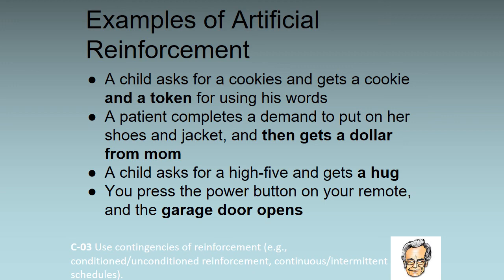Okay? A child asks for a high five and they get a hug. Okay, that's artificial reinforcement. That's not what they were asking. Or maybe more funny, right, is that you press the power button on a remote and the garage door opens. Okay, artificial reinforcement. Don't know when we would actually use that one. But the top example is a really good example of artificial reinforcement. If we're working on a child using their words, they get the cookie for using their words, but they also get a token, which is going to promote them using their words more. So again, artificial reinforcement.